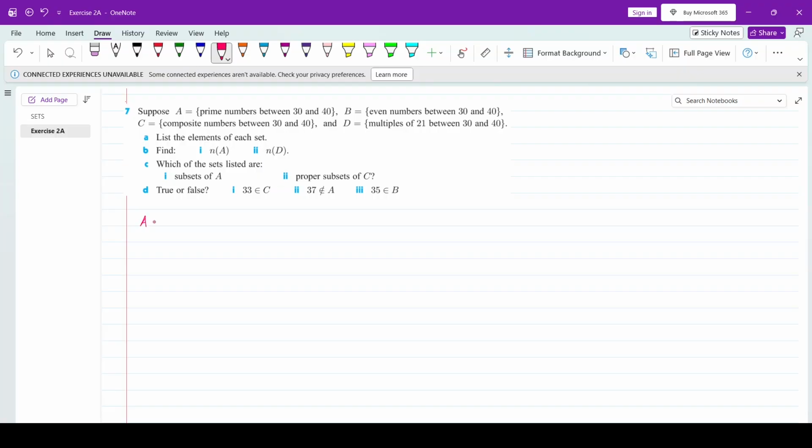So set A is prime numbers between 30 and 40. What will be the prime numbers? That will be 31 and 37. 35 is not prime. Yeah, that's it. Set B is even numbers between 30 and 40. That will be 32, 34, 36, 38.